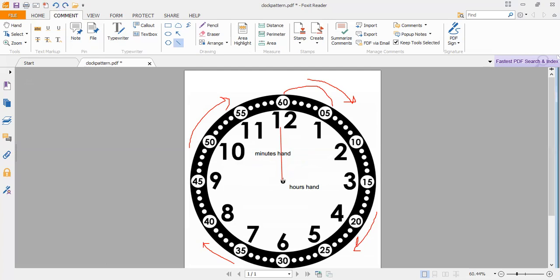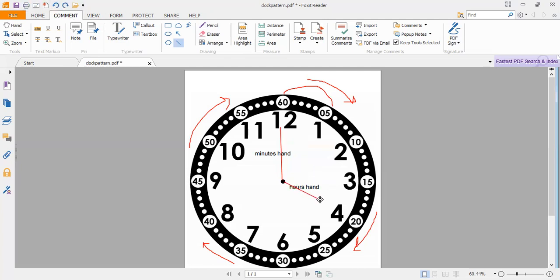How can we read this? It will be 3 o'clock. If you want to read, you start with the hour hand. Look at what the hour hand points to. It points to 3, so we say 3 o'clock. Why o'clock? Because the minute hand points to 12. And we said if the minute hand points to 12, we read it as o'clock. 3 o'clock.